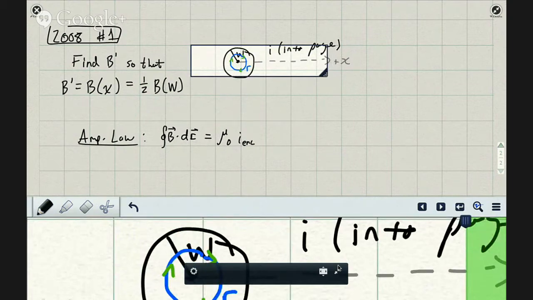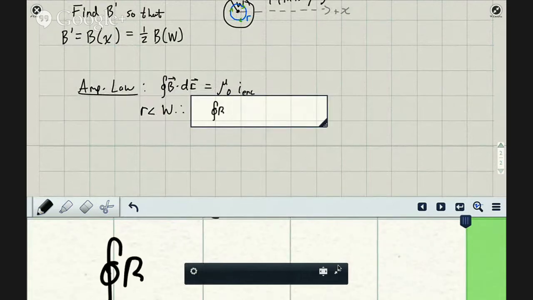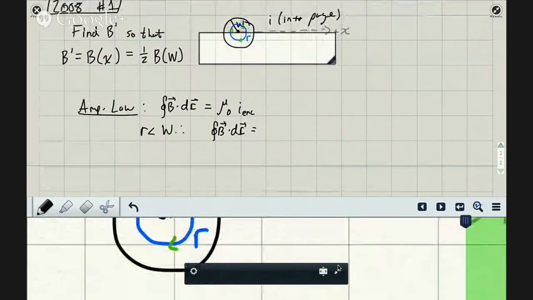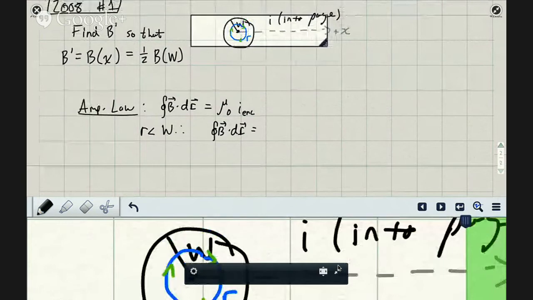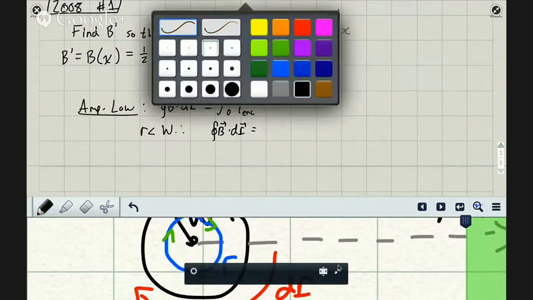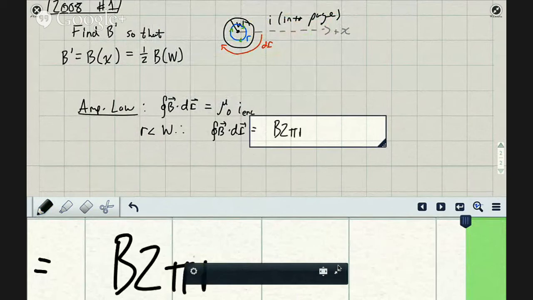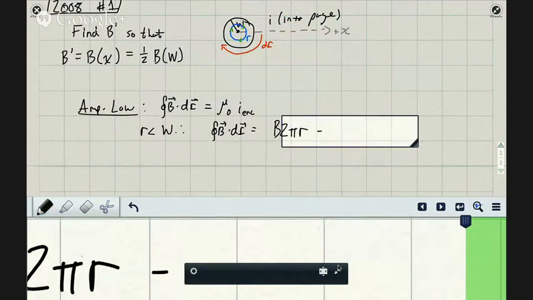Alrighty here. So let's first look at r less than the radius W. Okay. So the integral of B dot dr around this loop, we're going to integrate always this way around. Call this dr. It's going to go that way, and so we get B times 2 pi r there. For the right-hand side, that's equal to mu naught times I enclosed.